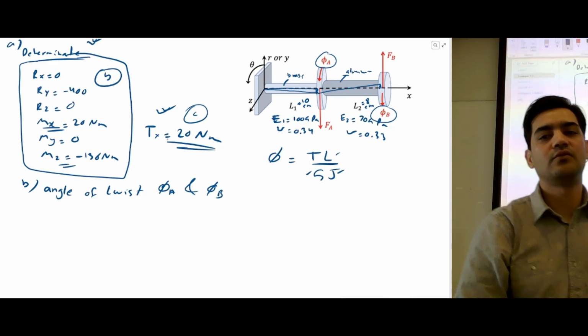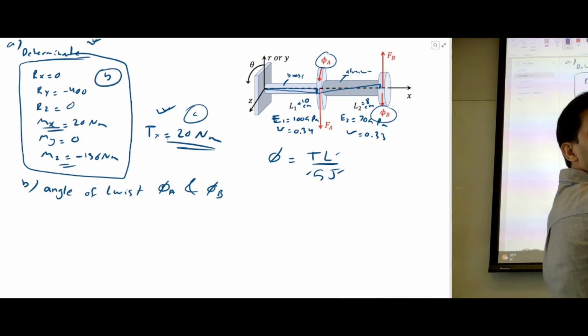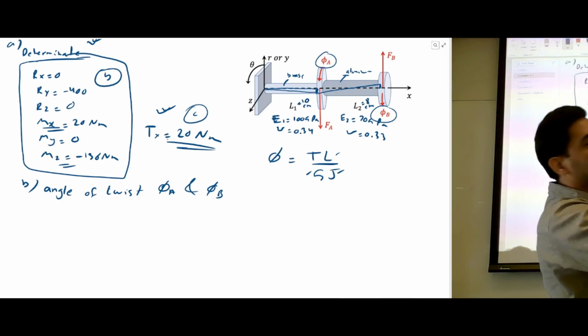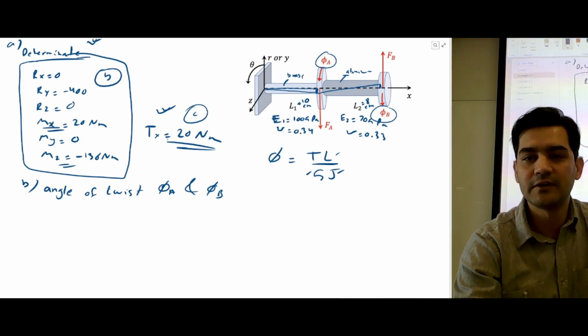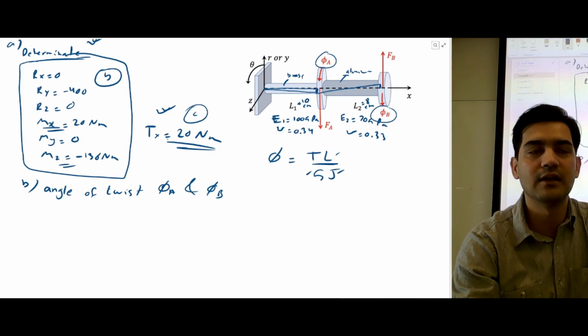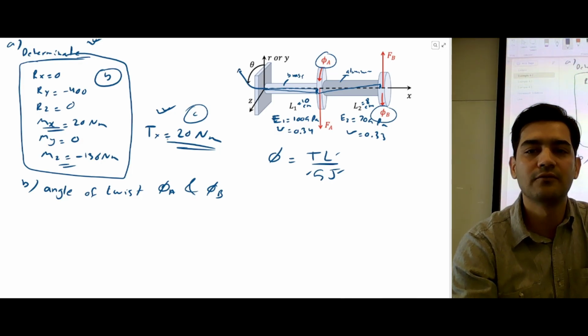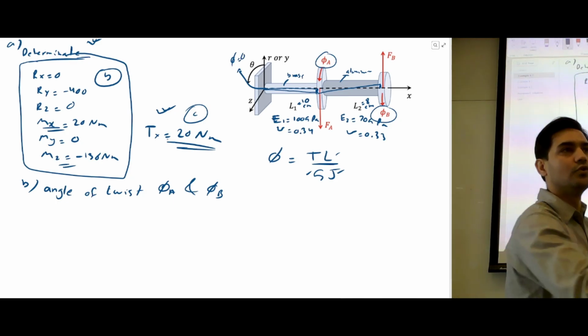And here also we have to calculate the angle of twist. So you can imagine how the twisting is happening. This is a fixed support. This is a fixed support. So here there is no twisting. The angle of twist is 0 here because there is no twisting.